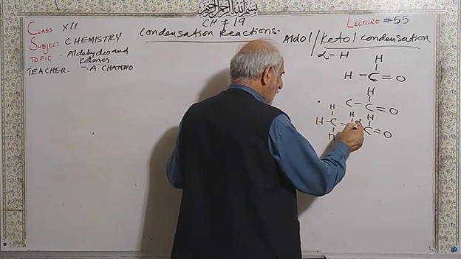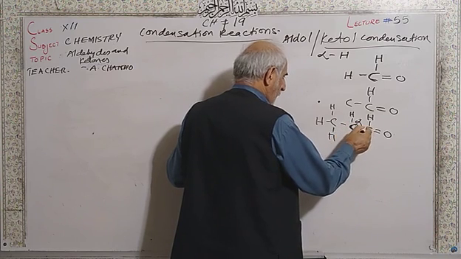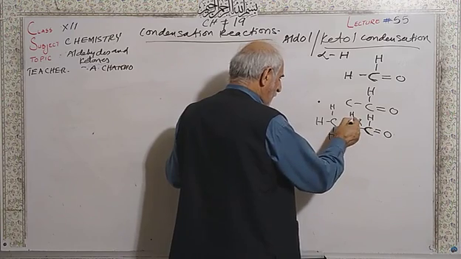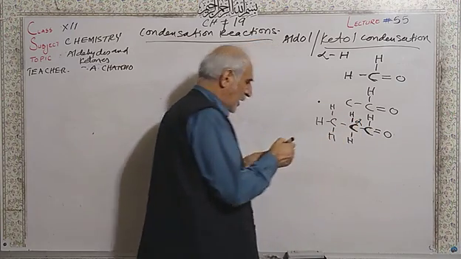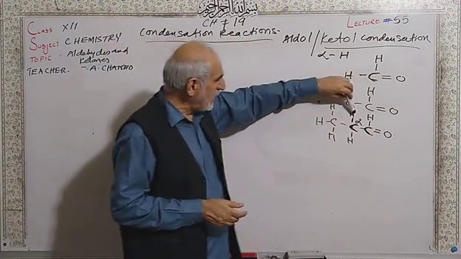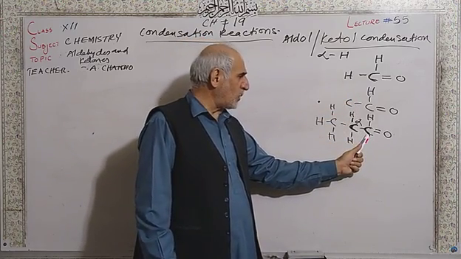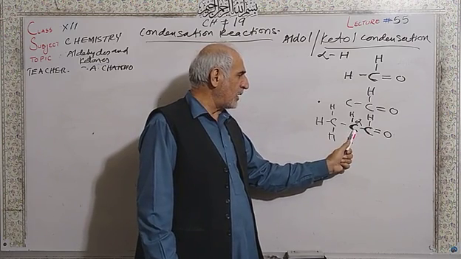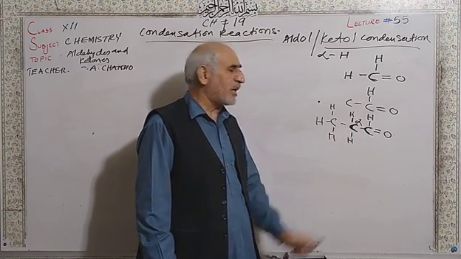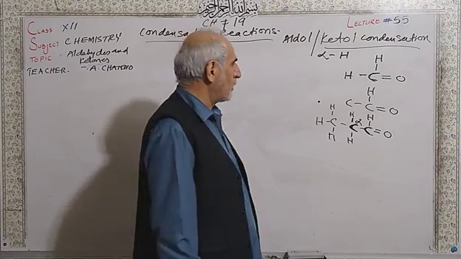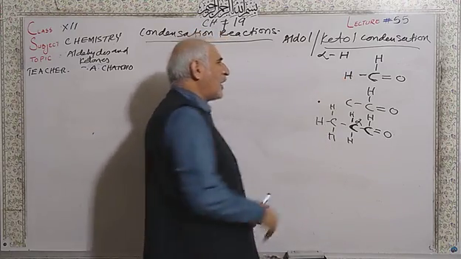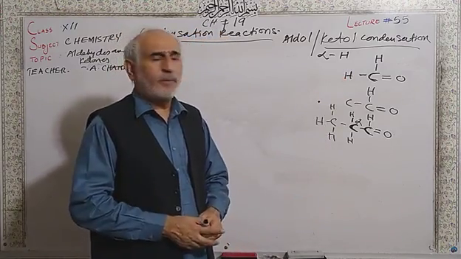This is the alpha carbon. This is the carbonyl carbon. The next carbon is the alpha carbon, and the hydrogens attached are called alpha hydrogens. So these are the alpha hydrogens, and this is the beta carbon. This is the functional group carbon, and this is the next carbon. The hydrogens on this carbon are called alpha hydrogens. So if there is no alpha carbon, there is no alpha hydrogen.